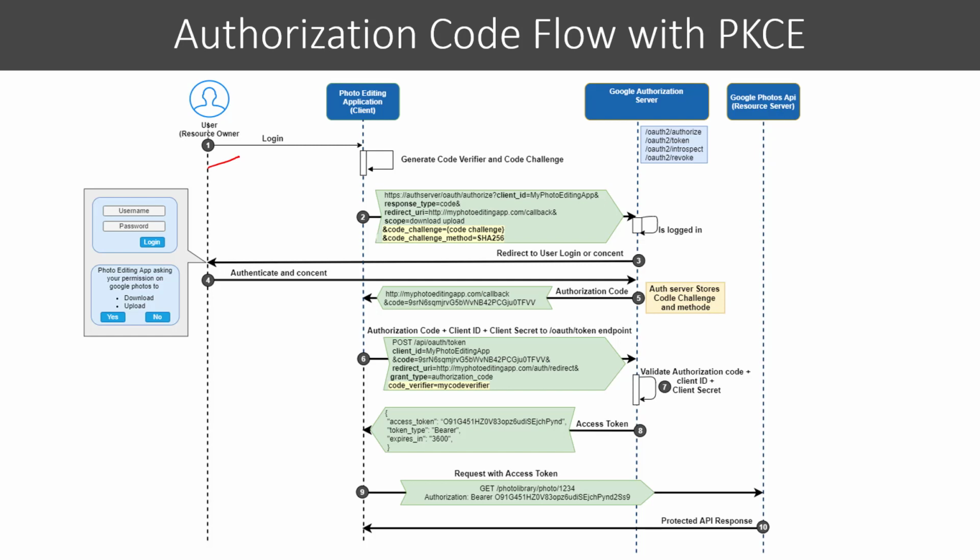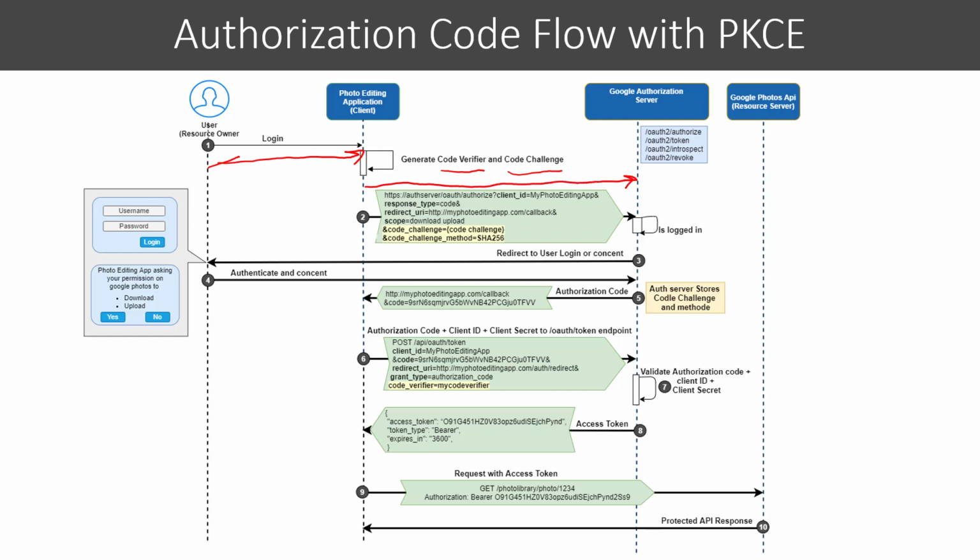It starts with the user clicking the login link on the client application. Then the client application generates a code verifier, which is a cryptographically generated random string of characters. From the code verifier, it generates the code challenge. The code challenge is basically a Base64 encoded string of the SHA-256 hash of the code verifier.